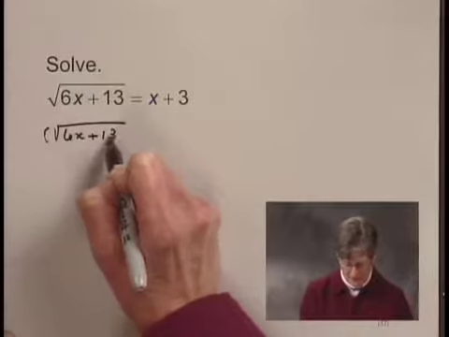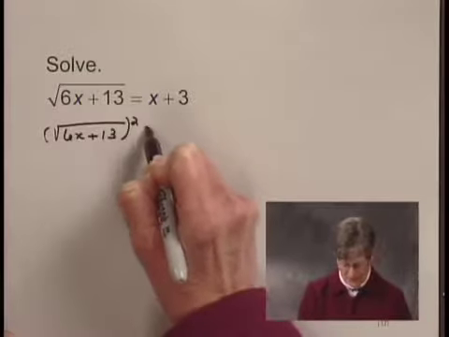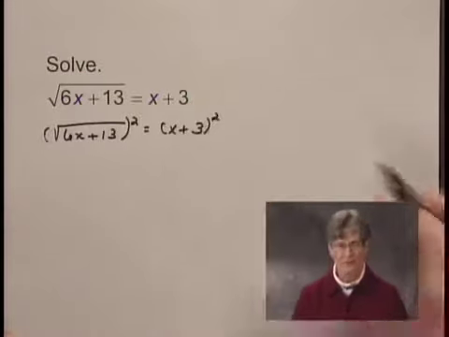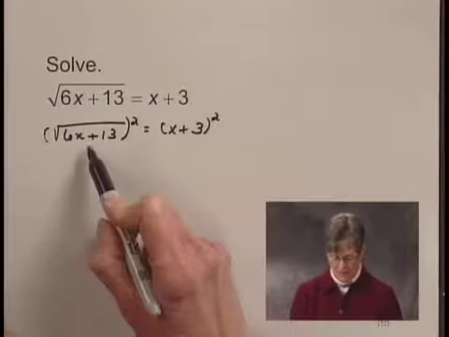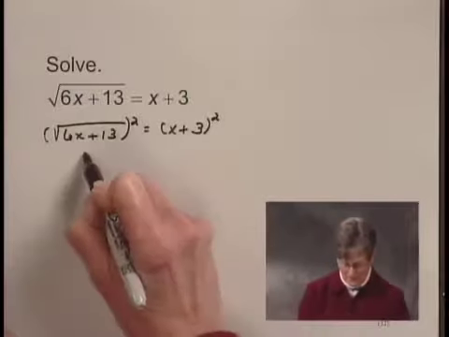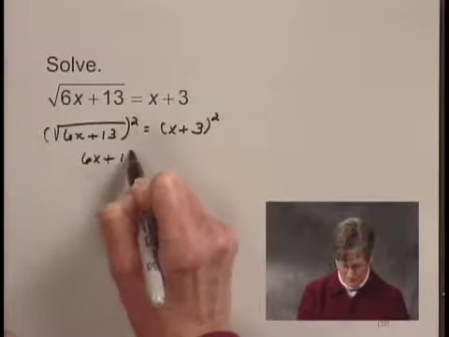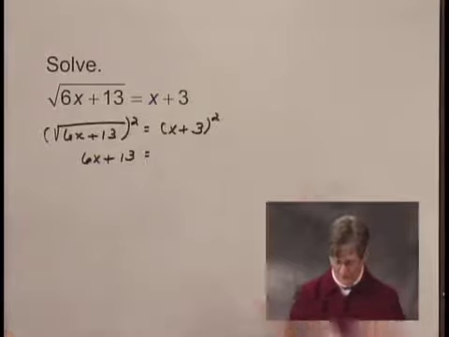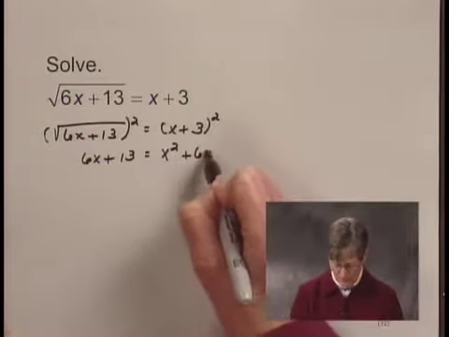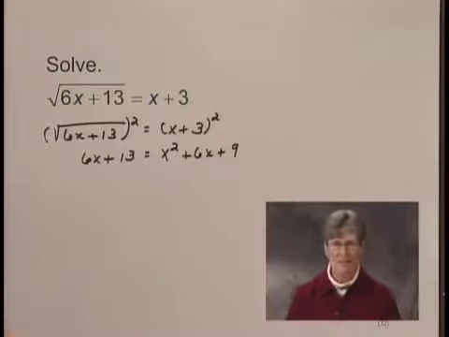So I have the square root of 6x plus 13 squared, and that's equal to the quantity x plus 3 squared. On the left-hand side, the square root of 6x plus 13 squared is 6x plus 13. And on the right side, squaring this binomial, I get x squared plus 6x plus 9.